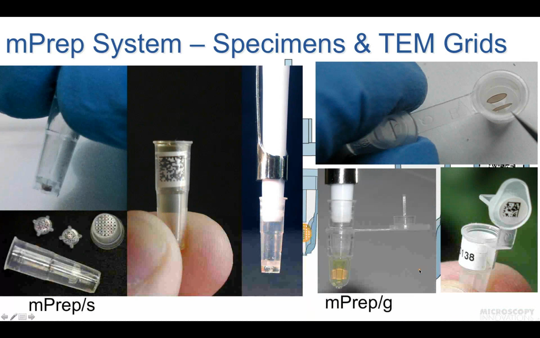This is what the capsules look like. Here we have a specimen entrapped into the mPrep S capsule. Here we can see the 300 micron holes in the bottom, 300 micron holes in the screen, and here is a screen positioned within a capsule. Here's a specimen that's embedded in epoxy within the capsule, and here is a capsule that's attached to a single channel pipetter for fluid processing. The specimen is viewable here.